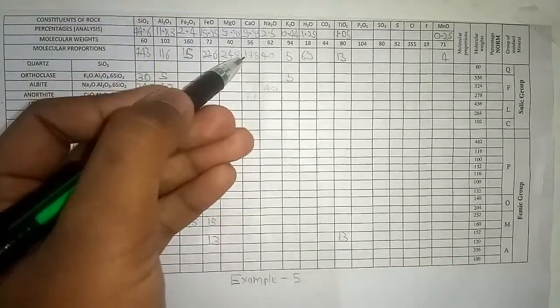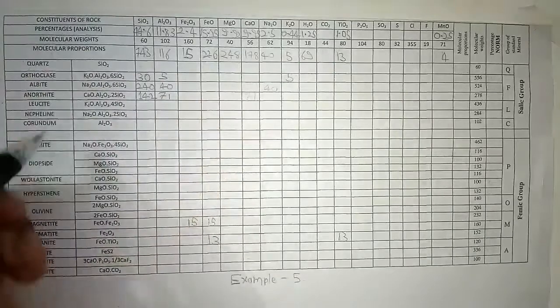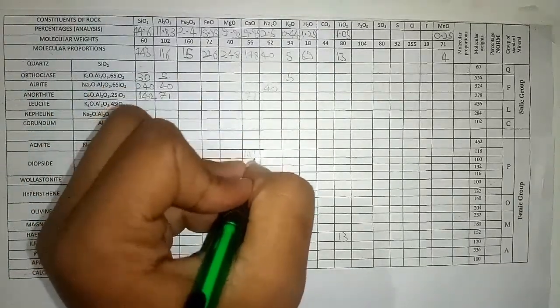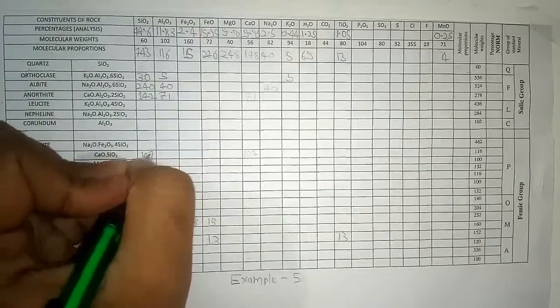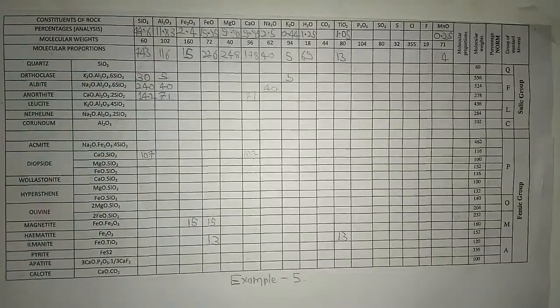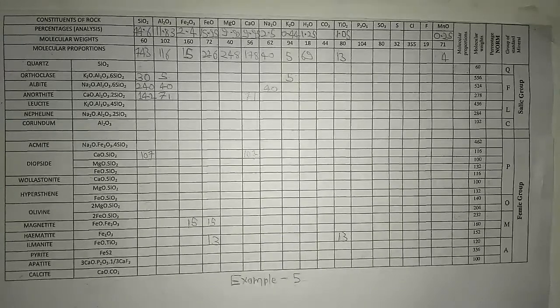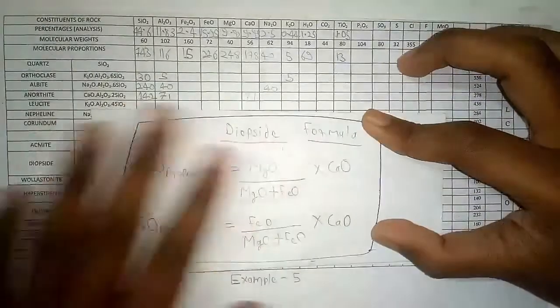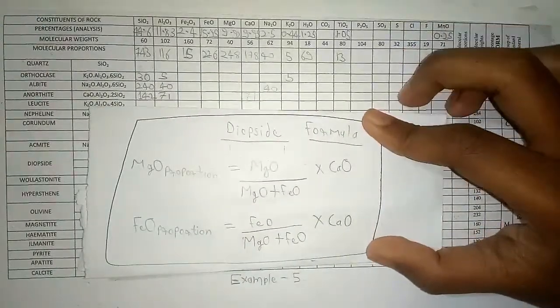So the remaining 107 CaO will be used to make diopside. So 107, 107. Okay. I told you the diopside formula. Do you remember? Hope you guys remember. If not, it is here. You can check it once more and note it down.